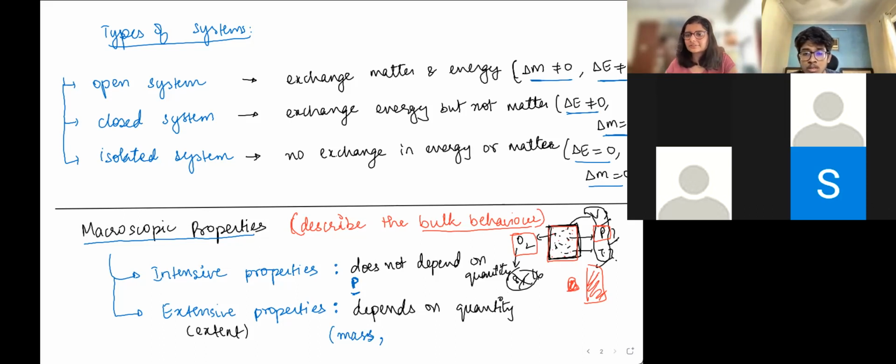Yeah, Rishit. Ma'am, could magnetism be an intensive property? Magnetism. Hmm, I'll have to look into it because magnetism is something weird. I don't think magnetism is a macroscopic property at all because it depends on the electrons present in the atoms. So I don't think we'll consider that.